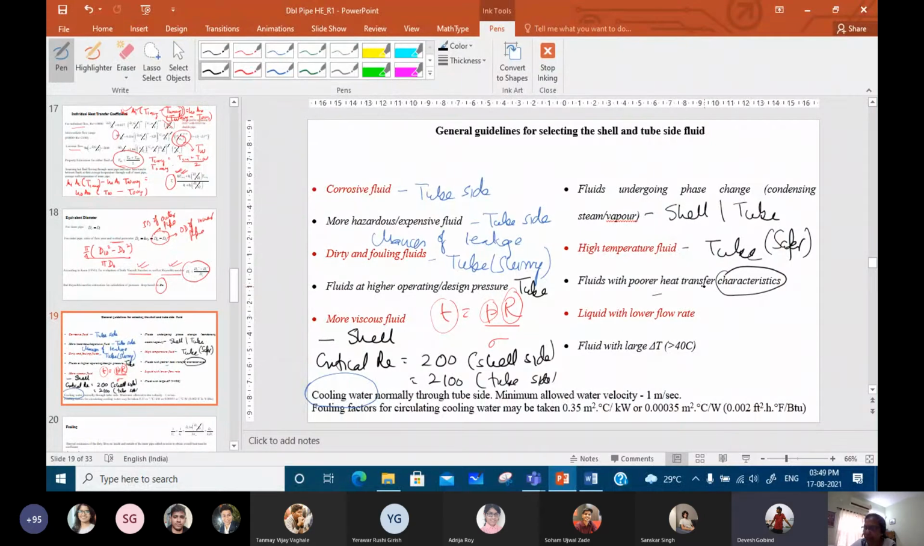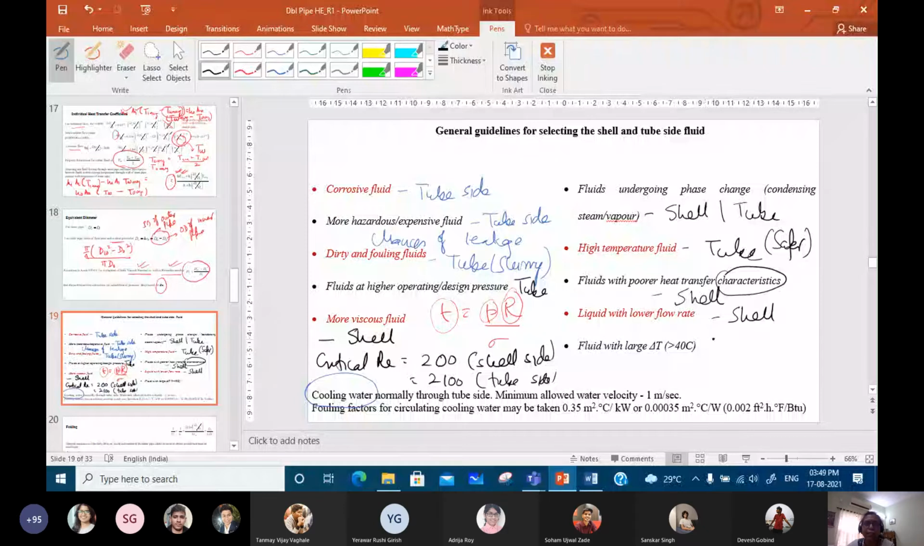In that case, ma'am, the shell side, because it will reach turbulent flow more easily. Perfect, perfect. Normally this is what is considered. In the same way, liquids with a lower flow rate, with the same logic, go to the shell side, right? And also fluids with a larger temperature difference. Of course, there is a lot of doubt here. Some people put it on the shell side, some on the tube side. This is considered based on certain other considerations.